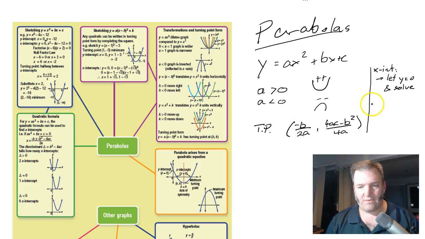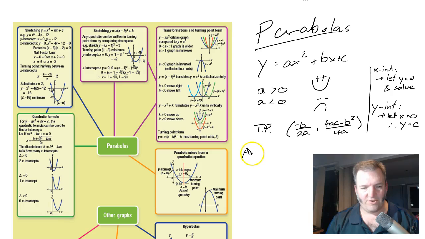What about the y-intercept? Well, the y-intercept's pretty easy. We let x equal 0 and solve. That's what we do. But in this case, for a parabola, whenever we let x equal 0, the first term is 0, that second term is 0, so y is just the value of c. What's the last thing they can ask you about?